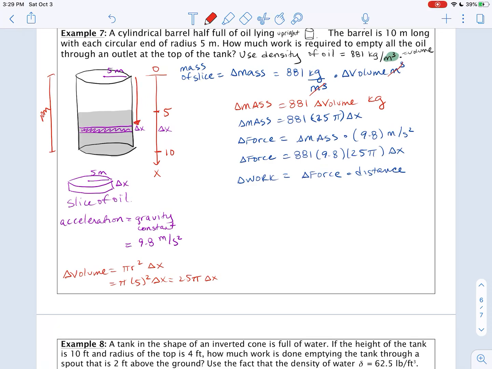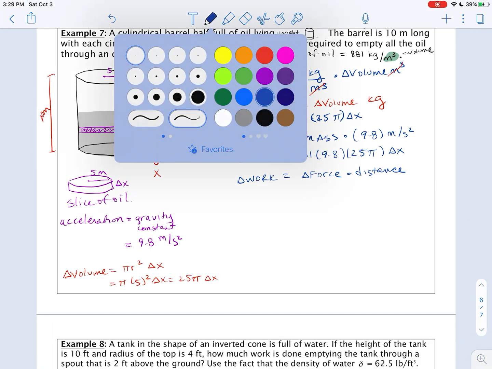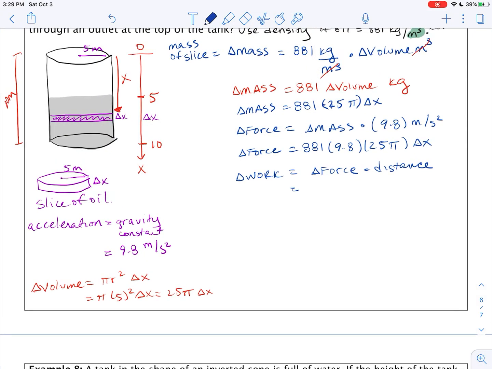The distance to my slice is going to be x, right? Because an arbitrary distance out from 0 along an axis is going to be just that variable, whatever you labeled that axis. If you labeled that axis y, 0 to your slice is going to be y. Good. So now I can write that my delta work is going to be delta force times distance, and that's going to be 881 times 9.8 times 25 pi delta x, and my distance down is going to be x.